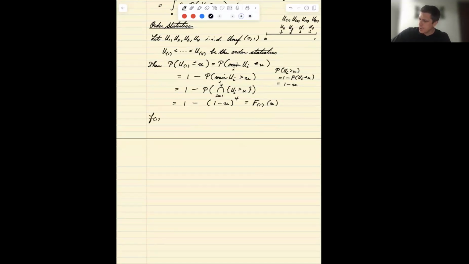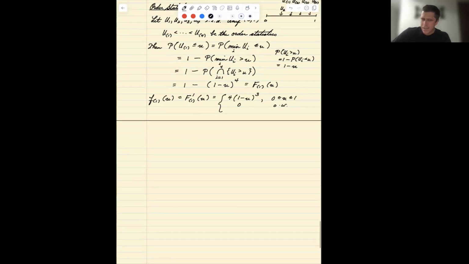The density of the first order statistic: as long as this is continuously differentiable, which it is, it's the derivative of the distribution function. We can easily take this, it's 4 times (1 minus u) cubed for values of u between 0 and 1, and 0 otherwise. The expectation is the integral of u times its density.